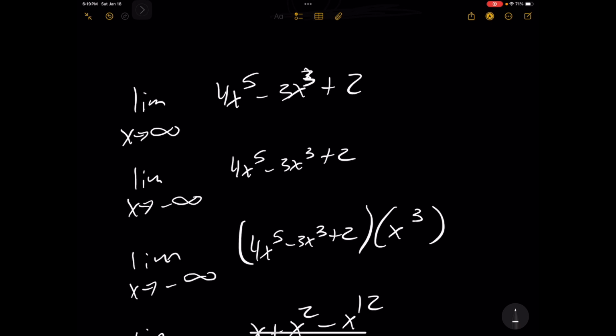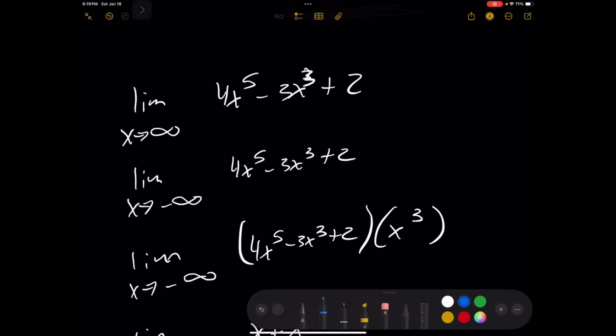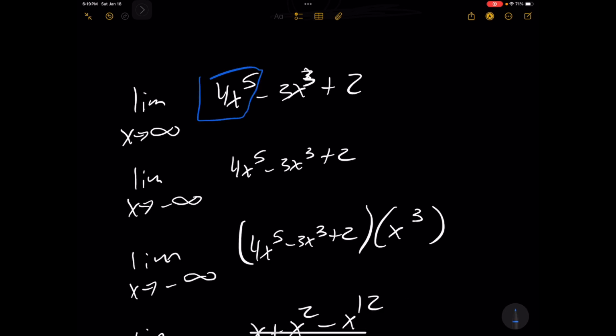So in the first case, we have a function where 4x to the fifth is really the only term we care about, because when these numbers get really big, that one is going to get bigger much faster than these two. It's going to dominate the end behavior of the function. And as we plug in really high positive numbers, we can kind of see that this is going to get really high and positive. Even if you plug in a low number like 5, this is already going to be a pretty large number.